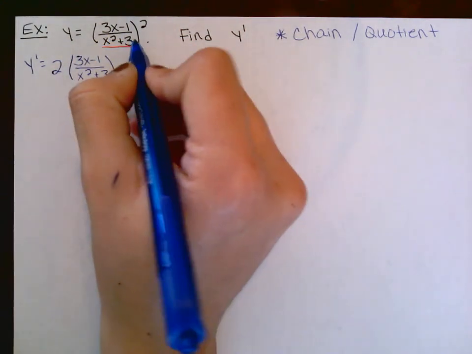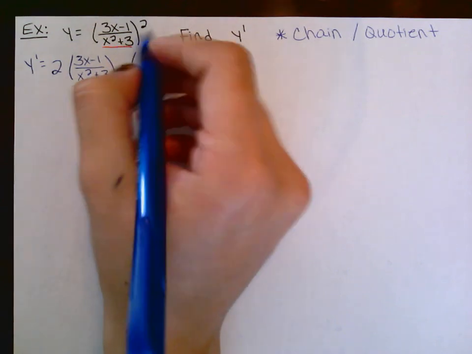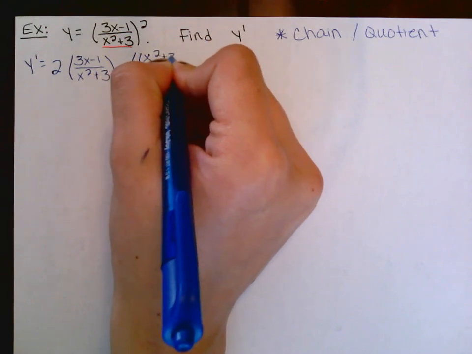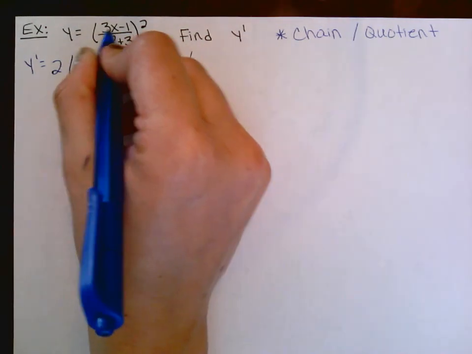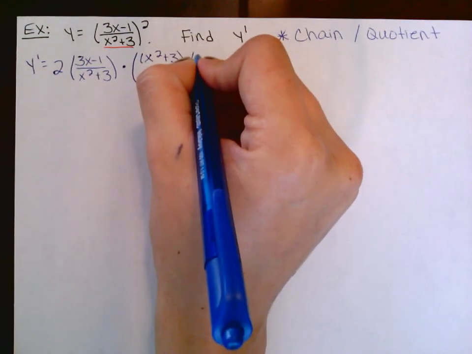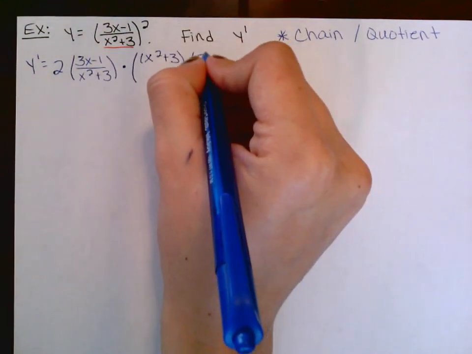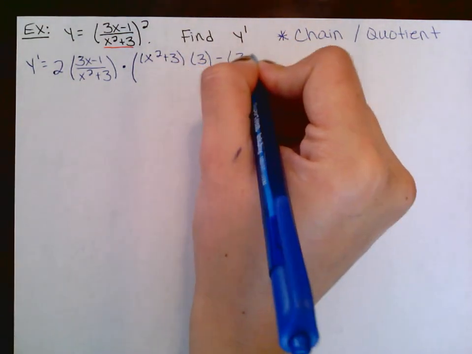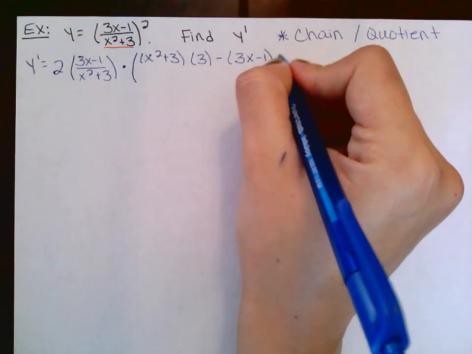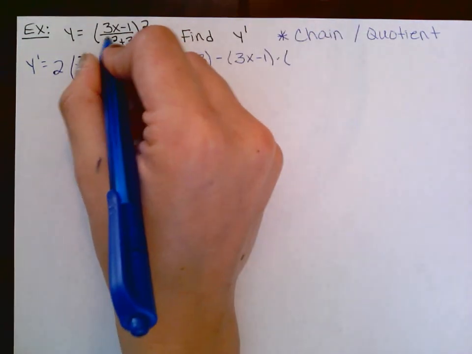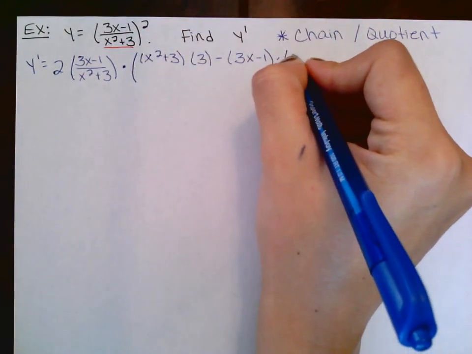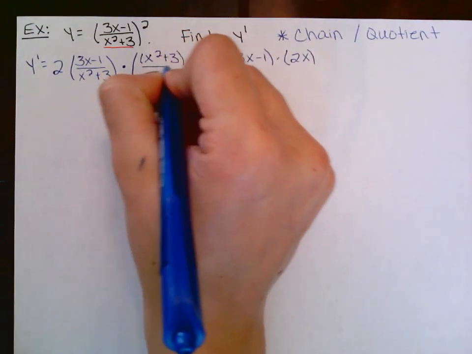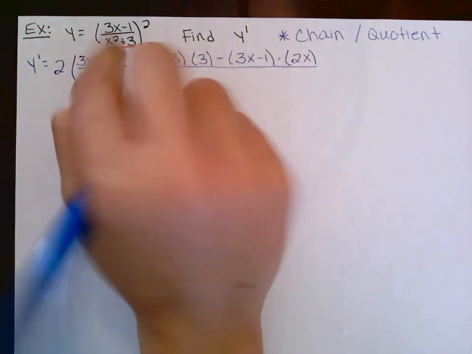When I do the derivative of the inside, I have quotient rule. So I'm going to do low d high, derivative of the top, derivative of 3x is just 3, minus derivative of 1 is just 0, minus high d low, derivative of low of x squared is 2x, plus derivative of 3 is 0, so I don't need that part, all over low squared.